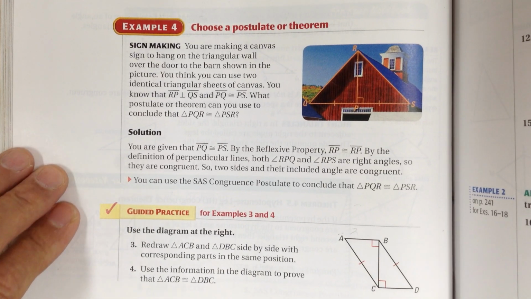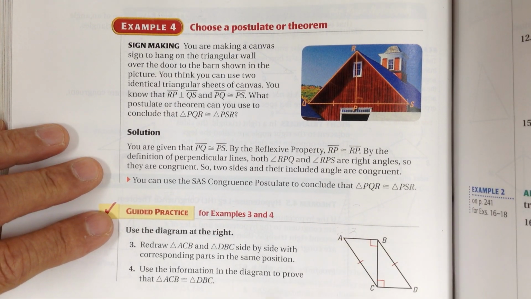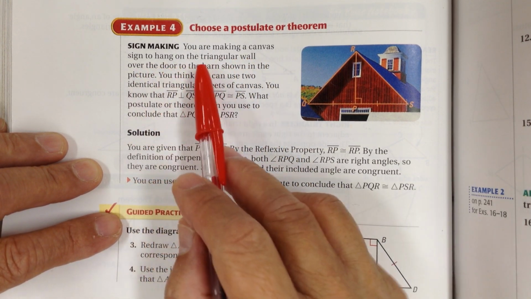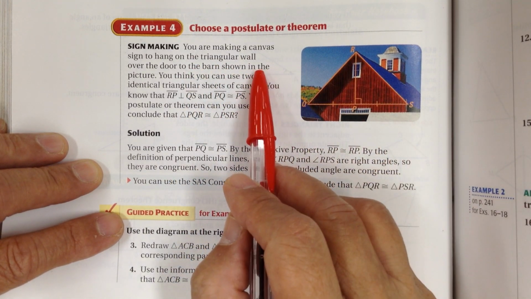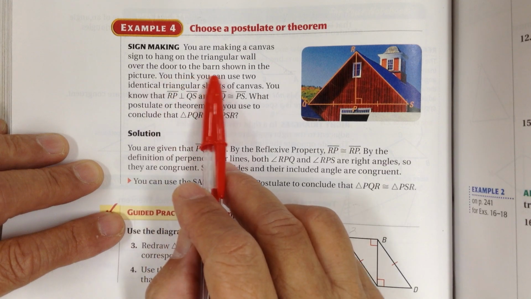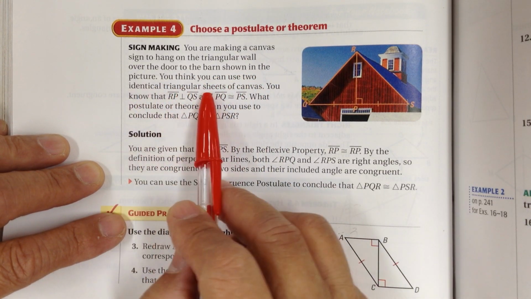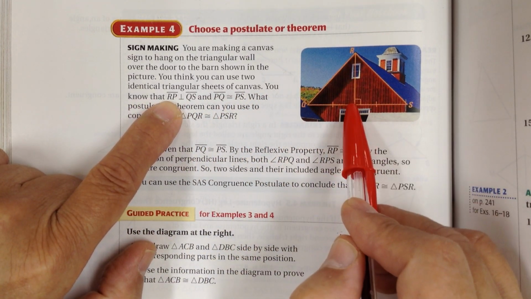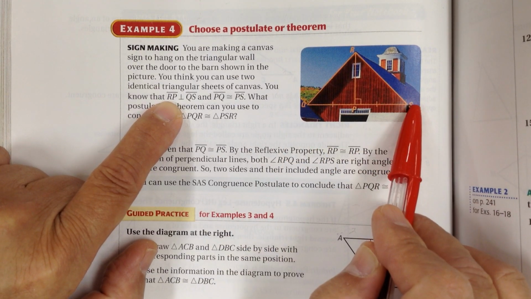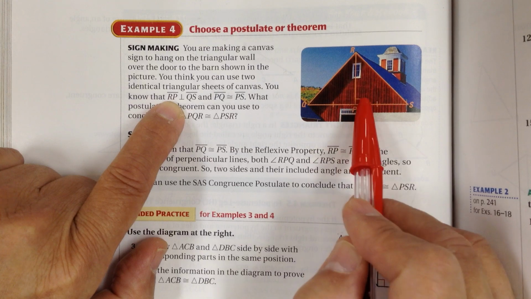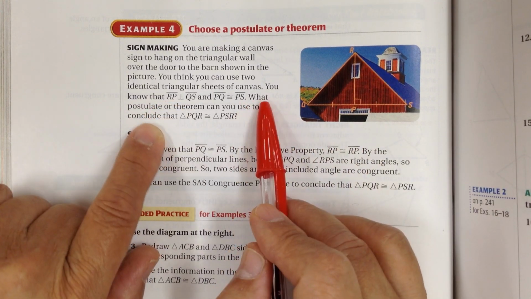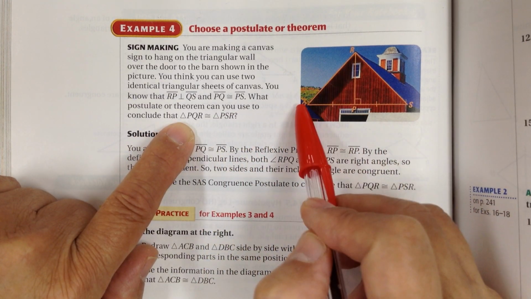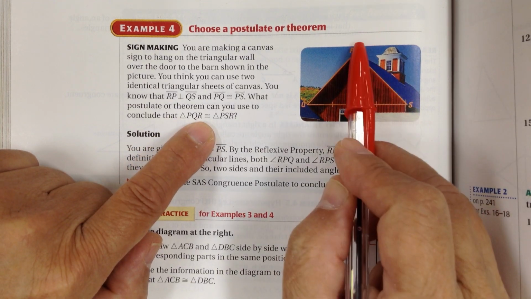Okay, let's go to example 4. It says choose a postulate or theorem. Sign making. You are making a canvas sign to hang on the triangular wall over the door to the barn shown in the picture. You think you can use two identical triangle sheets of canvas. You know that RP is perpendicular to QS. If it's perpendicular, that means these are right angles. It asks, what postulate or theorem can you use to conclude that triangle PQR is congruent to PRS?